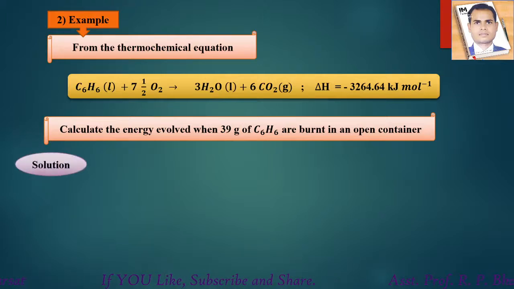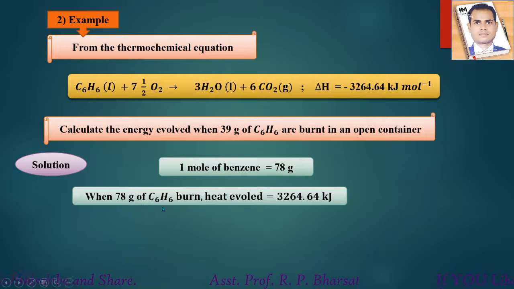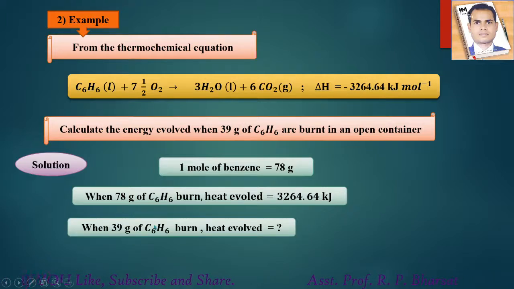Now C6H6 means benzene. One mole of benzene is equal to 78 grams, if you know the molecular weight of benzene, that is 78 grams. When 78 grams of C6H6 burn, it evolves 3264.64 kilojoules. So if 78 grams gives 3264.64 kilojoules of energy, then 39 grams of C6H6, how much energy will be there?